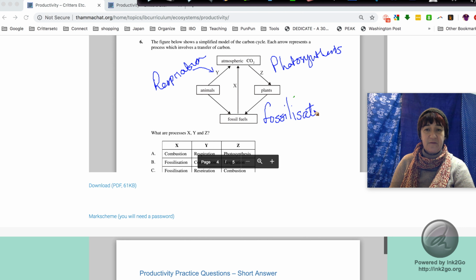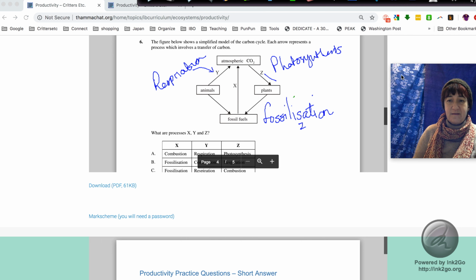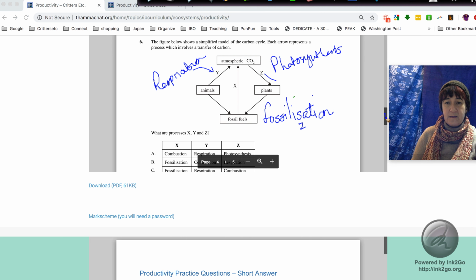I'm British, so I spell fossilization with an S, but you might like to spell it with a Z, and that is just as valid. So what are processes X, Y, and Z? Another thing, in the UK, we say Zed. You might say Zee.